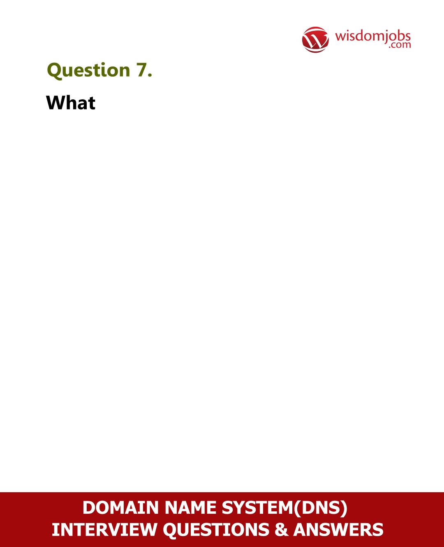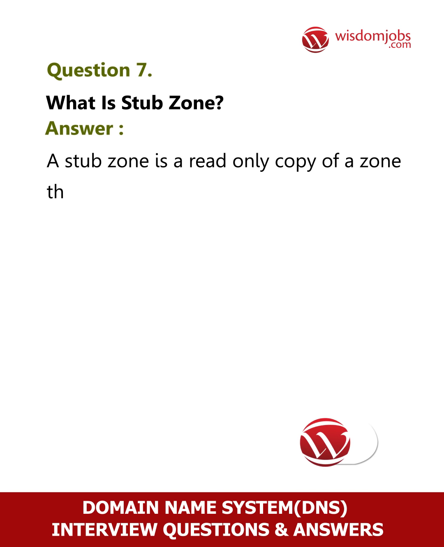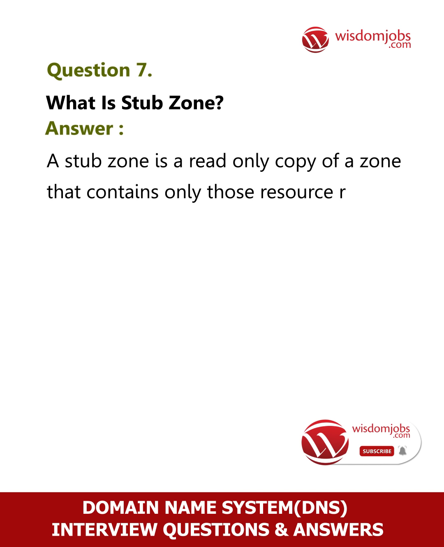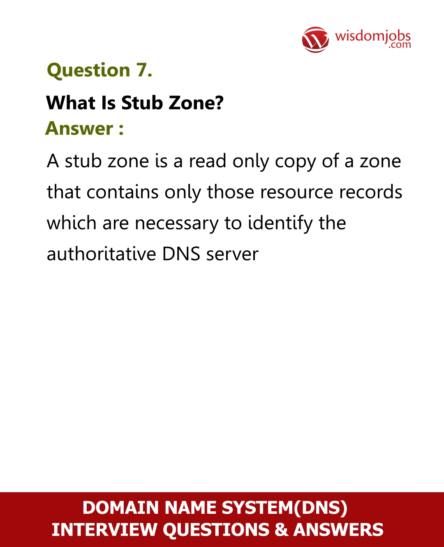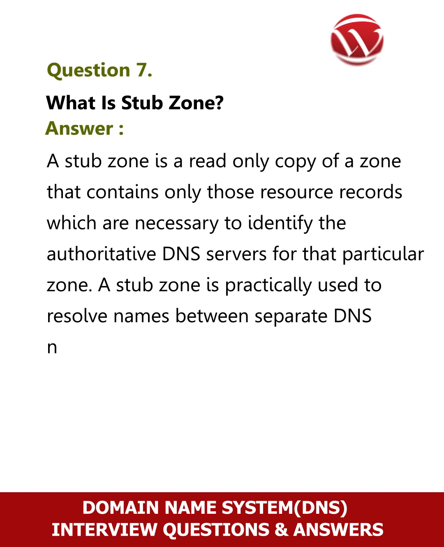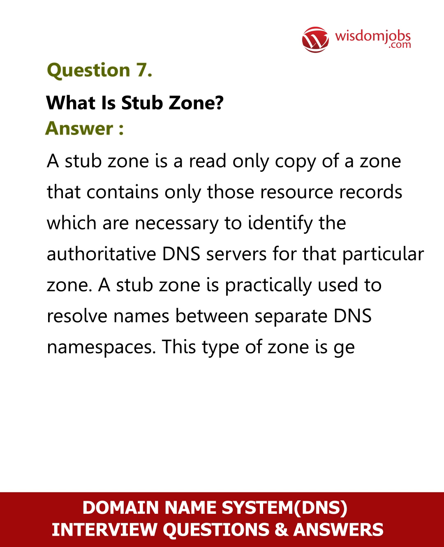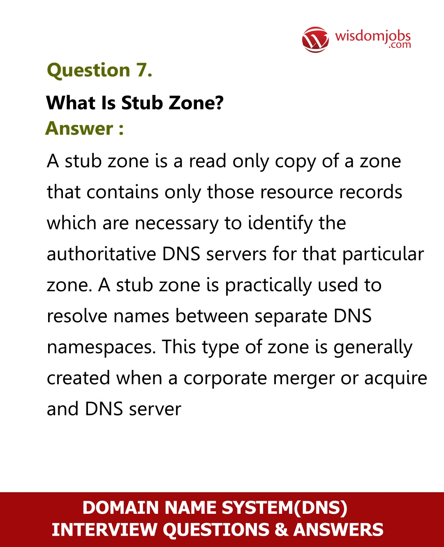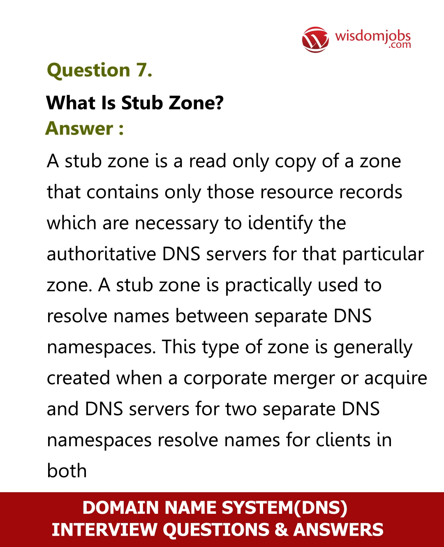Question 7. What is stub zone? Answer. A stub zone is a read-only copy of a zone that contains only those resource records which are necessary to identify the authoritative DNS servers for that particular zone. A stub zone is practically used to resolve names between separate DNS namespaces. This type of zone is generally created when a corporate merger or acquisition occurs and DNS servers for two separate DNS namespaces resolve names for clients in both namespaces.